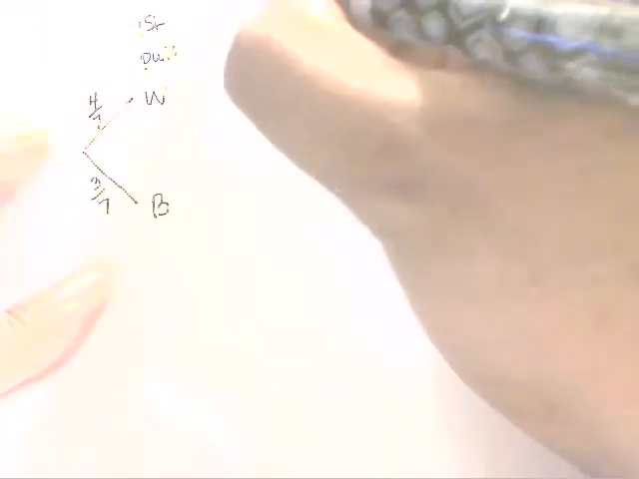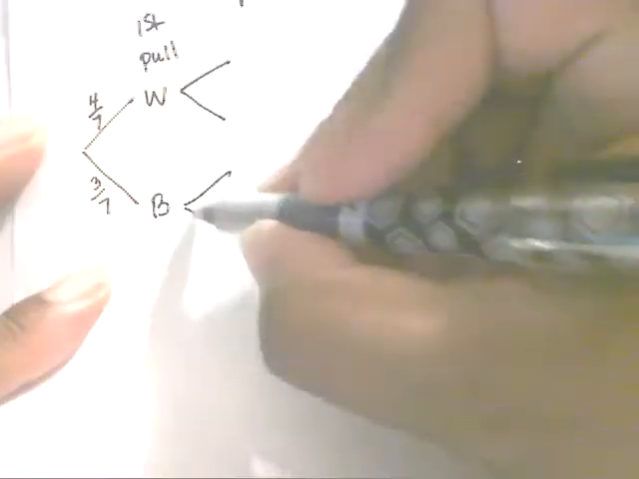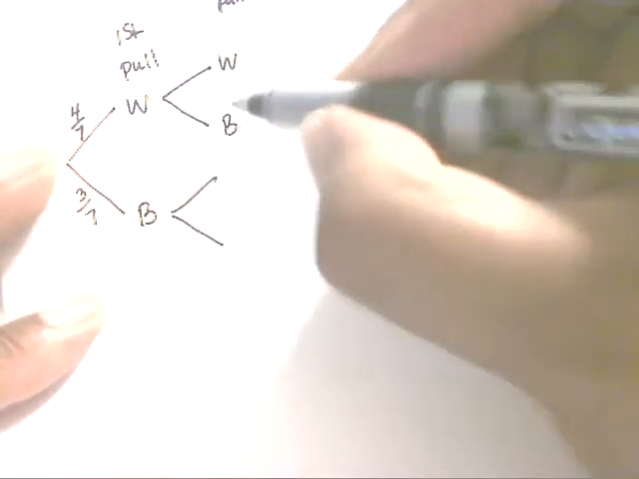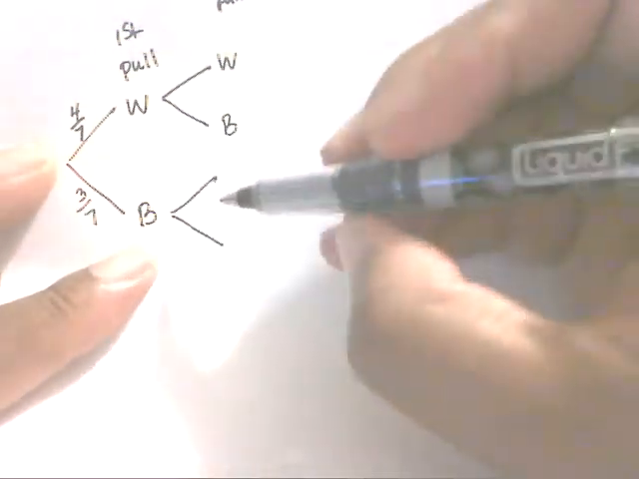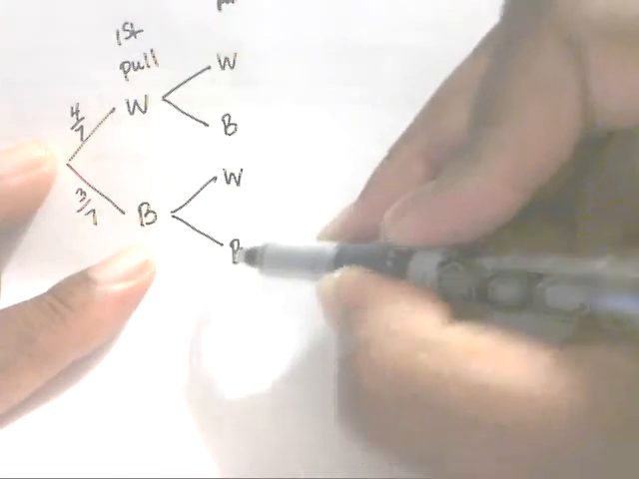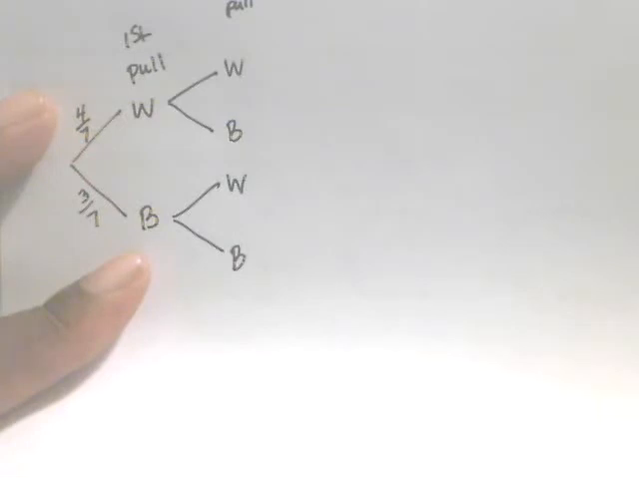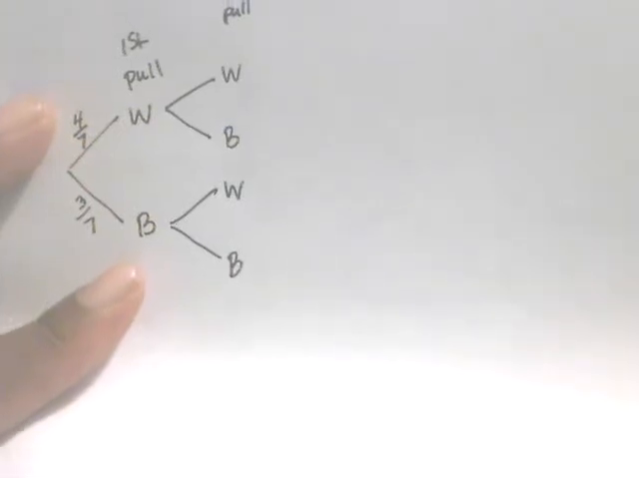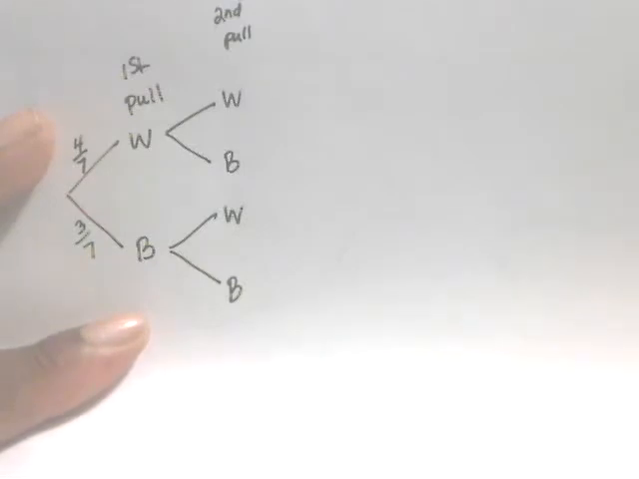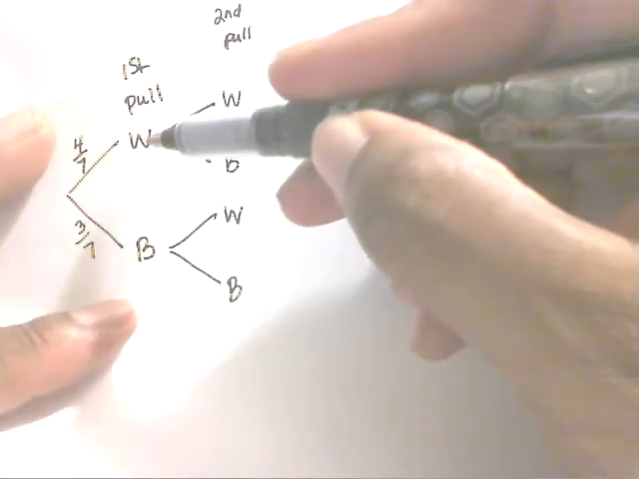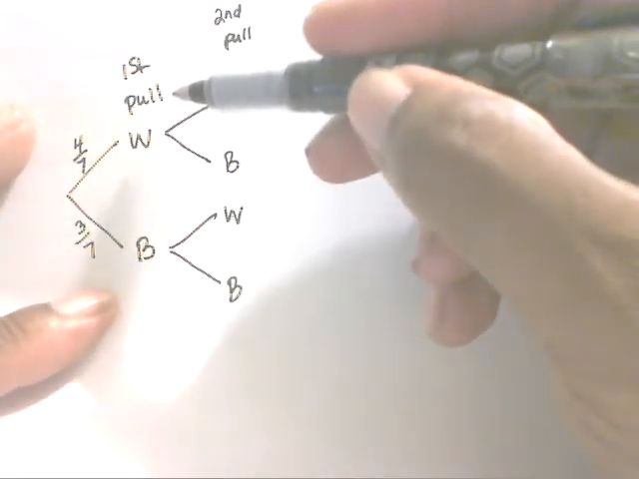So that means that the sum of these 2 branches has to be equal to 1 whole. Now, on the second pull, in this case here, we're either going to pull a white ball or a black ball. And if the first ball was black, then we're either going to pull a white ball or a black ball. But this time, without replacement means that we're going to have 6 balls after the first pull. So if a white ball was pulled, then instead of it being 4/7, it's going to be 3/.